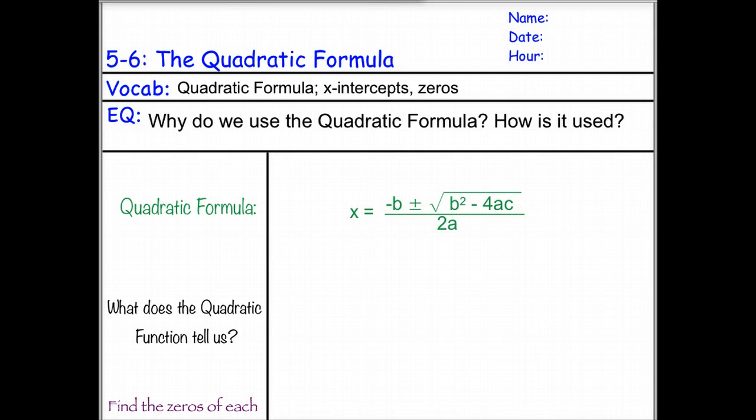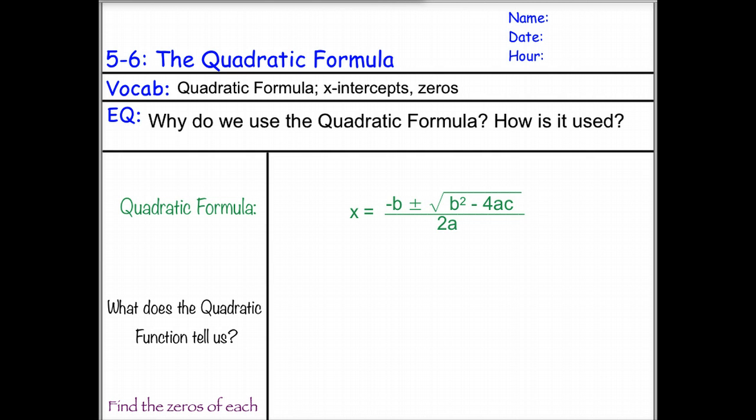So we are on Chapter 5, Lesson 6, the Quadratic Formula. Now, if you can notice over here to the right-hand side, we are given a nice long formula. It's x equals the opposite of b plus or minus the square root of b squared minus 4ac all over 2a.